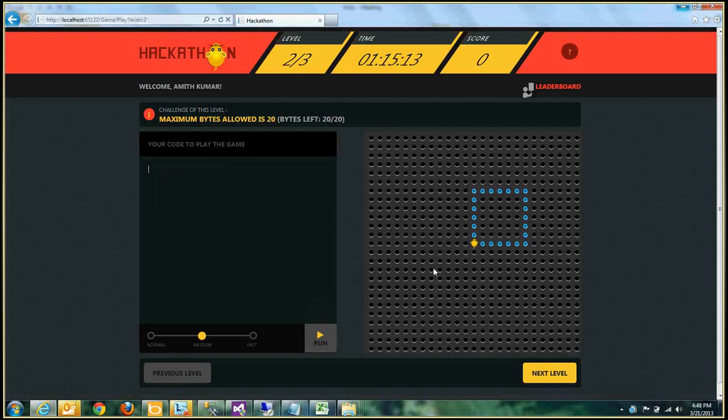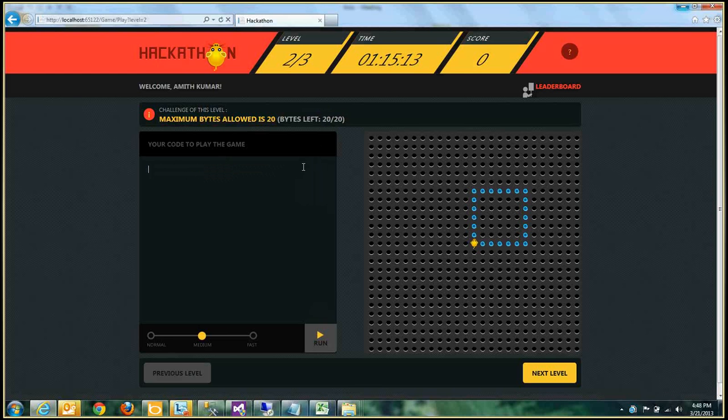Any letter A to Z, capital or small, is 1 byte. For example, see, as I'm typing, the count is going down here. This helps you know how many characters in excess you have used. For example, here it says I used 10 characters in excess. I know that I have to use only these many characters to get this done.